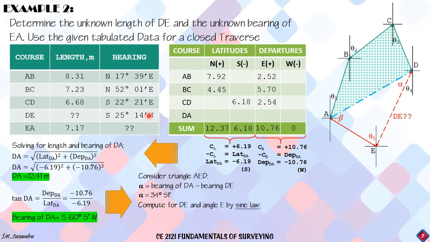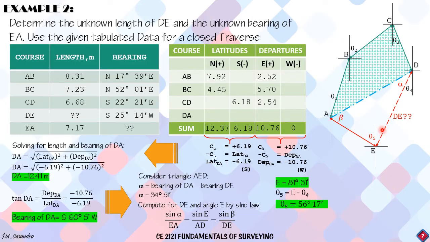Once we have solved for alpha, we can now solve for DE and angle E using sine law. From sine law, we have now the angle E is equal to 81 degrees 31 minutes. And from here, we can say that E is equal to theta 5 plus theta 4.